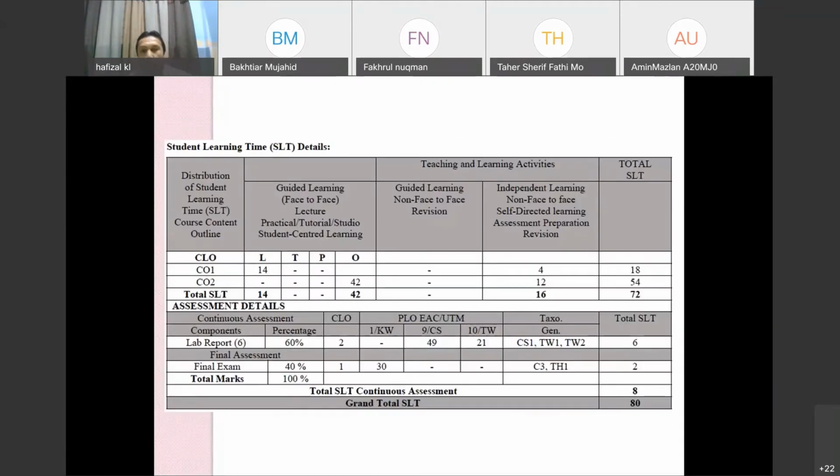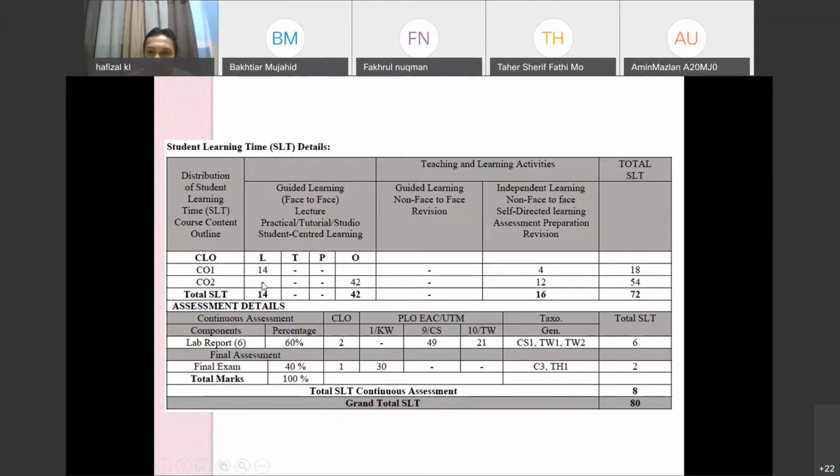And then in the course information, this one I break down into several slides, so you can download it by using our e-learning. I already uploaded it on our e-learning, so you can download the course information. The information consists of assessment detail. We will look at the student learning time, SLT.